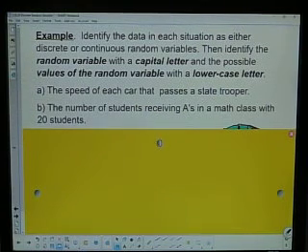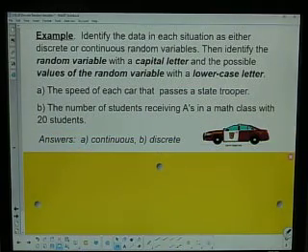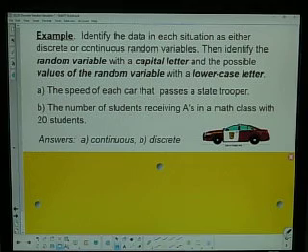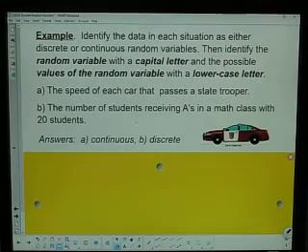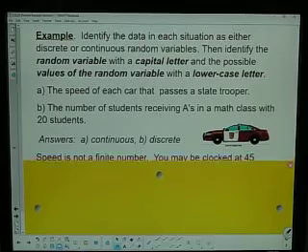Okay, the first question says: the speed of each car that passes a state trooper, and the number of students receiving A's in a math class with 20 students. Hopefully you figured out that the first one is continuous. If you're clocked at a certain speed, it's not an exact speed. They round it off. So it's continuous. The second is discrete, though, because we can count the number of students in a class. I don't have half of a student or something.